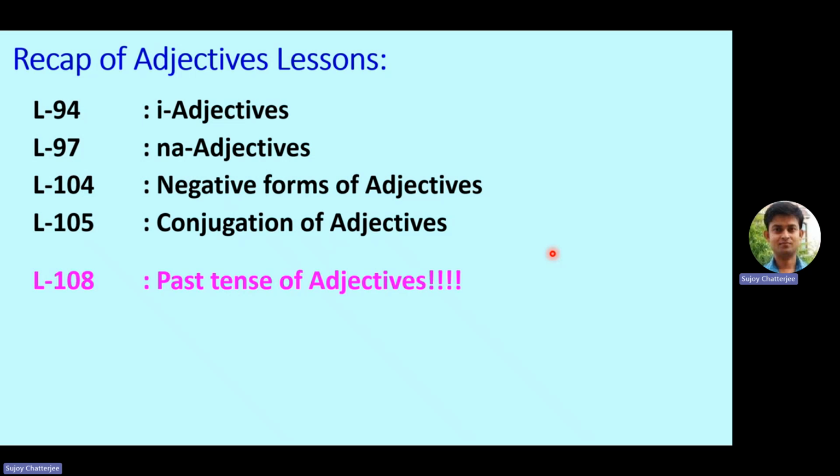If you did not go through those 4 lessons, I would strongly recommend that you go through them first. Otherwise, you will not understand anything of this lesson, because those are the lessons in which we discussed in detail various aspects of adjectives and various examples of i-Adjectives and na-Adjectives. Today's lesson has the prerequisite of those 4 lessons, and you can find the links in the description section of today's video. That is a quick reference for you.